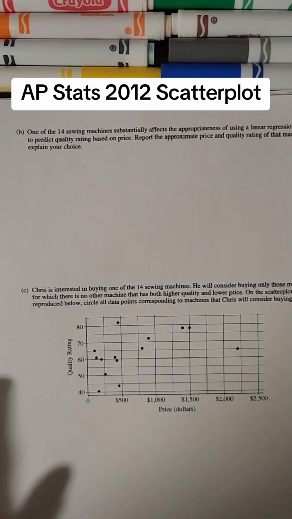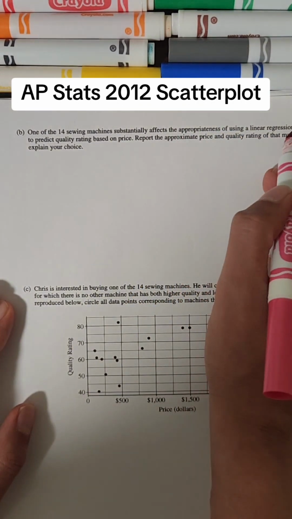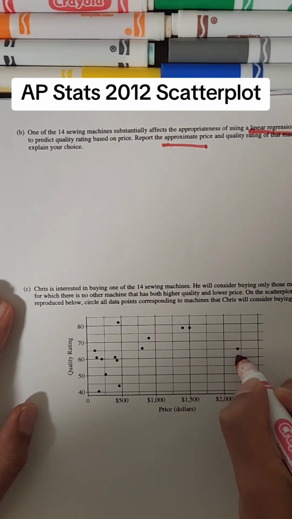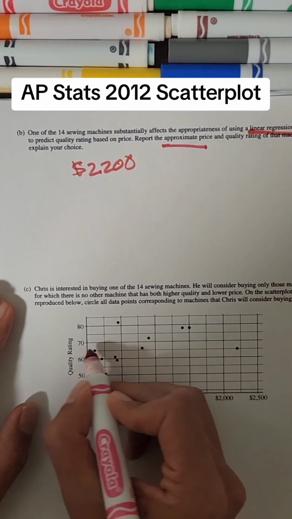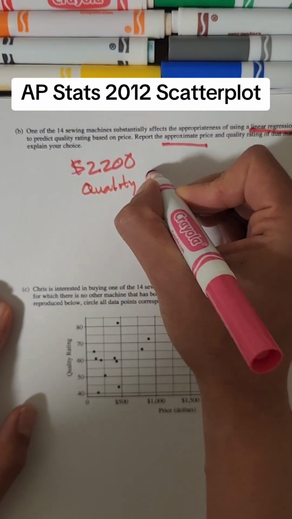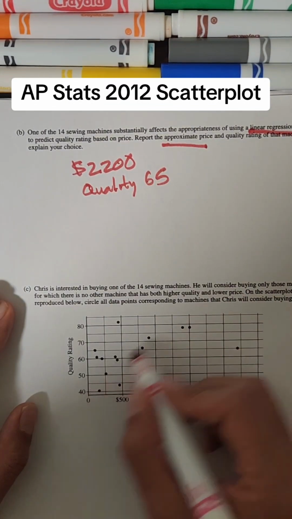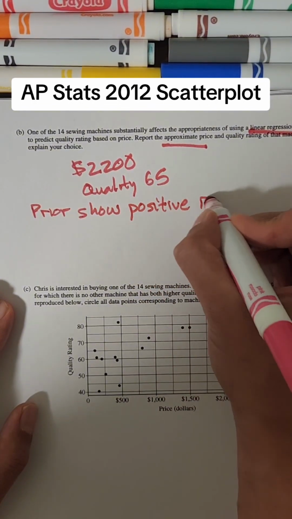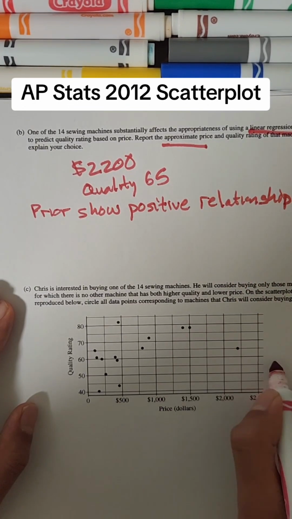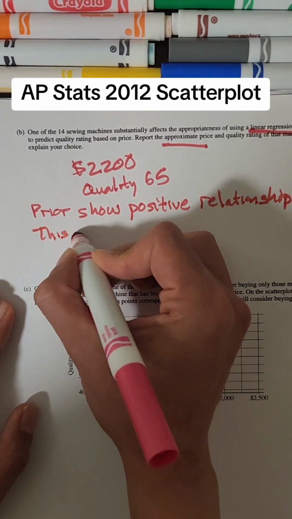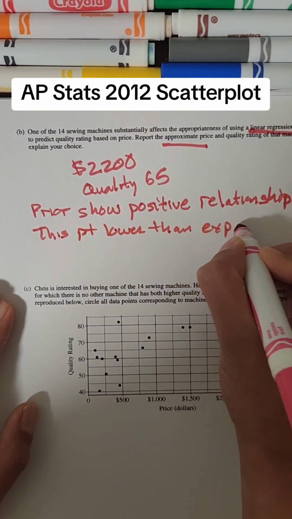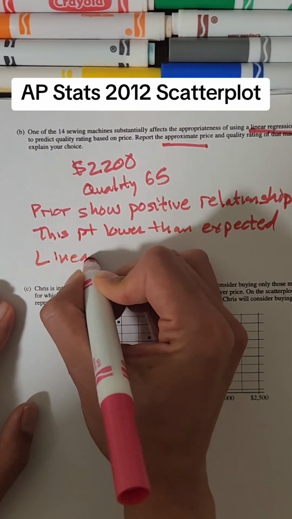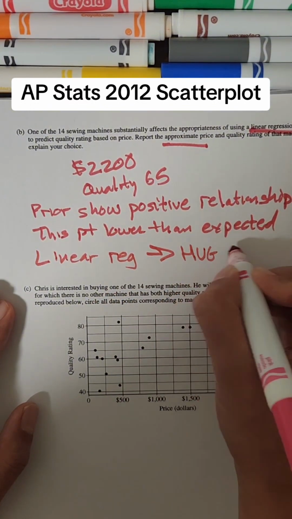Part B is asking how one of the 14 sewing machines affects the appropriateness of using linear regression. Report the approximate price and quality. So it's definitely talking about this one right here, our outlier. The price is about $2,200, quality is like 65. And things you want to mention is the remaining points show a positive relationship, but this point is much lower than expected. So if you were to draw a linear regression, this point would have a huge residual.